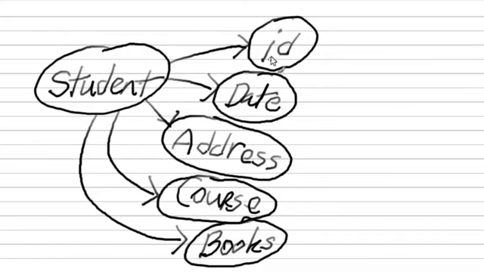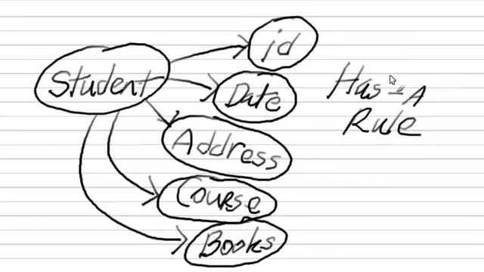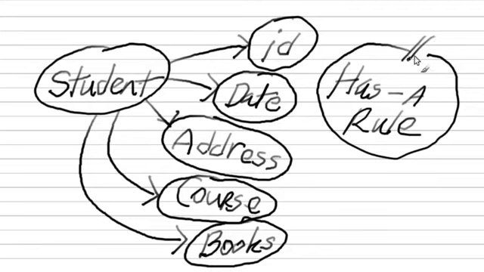Now, another way of thinking about it is to say that a student has an ID, a student has a date of birth, a student has an address, a student has a course that they're signed up for, and a student has a set of books. And we call this, folks, the has-a rule. In other words, whenever you can talk about the relationship between two objects in the context of has-a, it means we should be talking about a composition relationship.